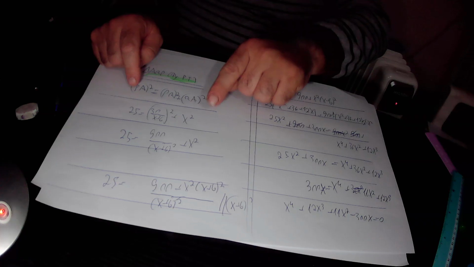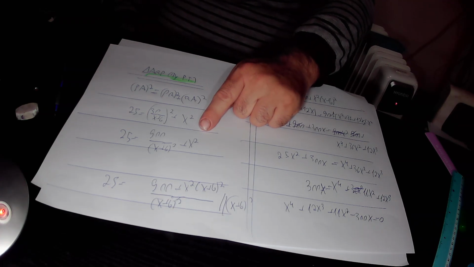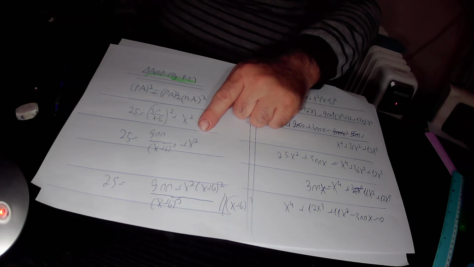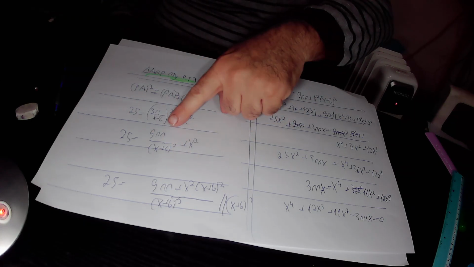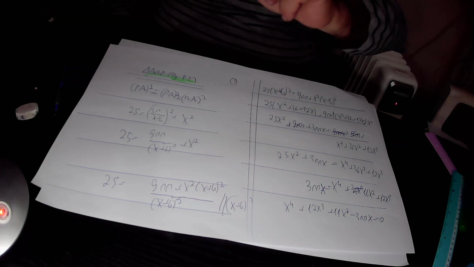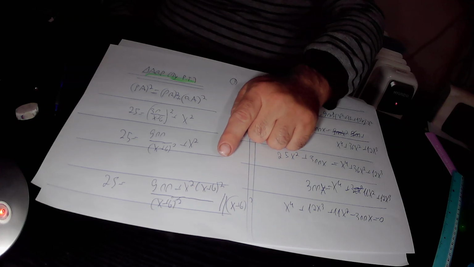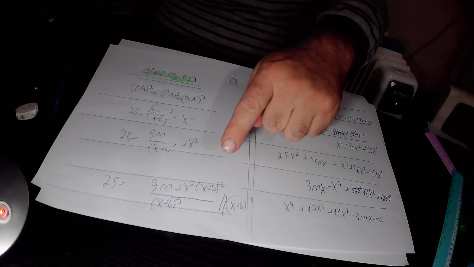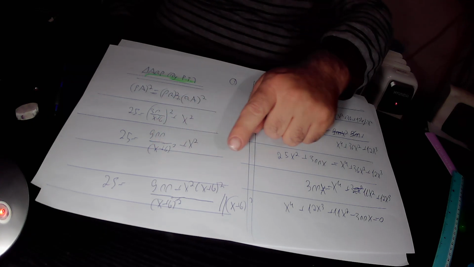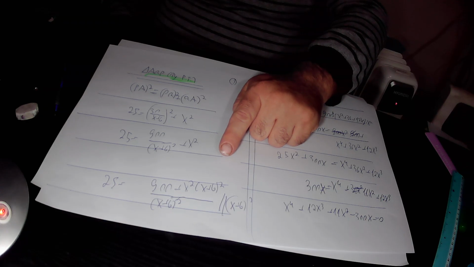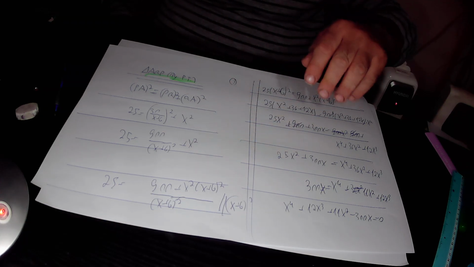So here, we multiplied x squared by (x plus 6) squared, and then we divided it by (x plus 6) squared in order to get a common denominator for this expression. So in total, 25 equals 900 plus x squared times (x plus 6) squared, over (x plus 6) squared.